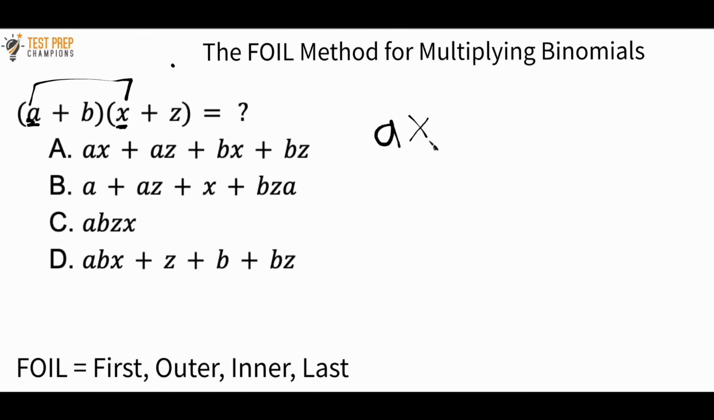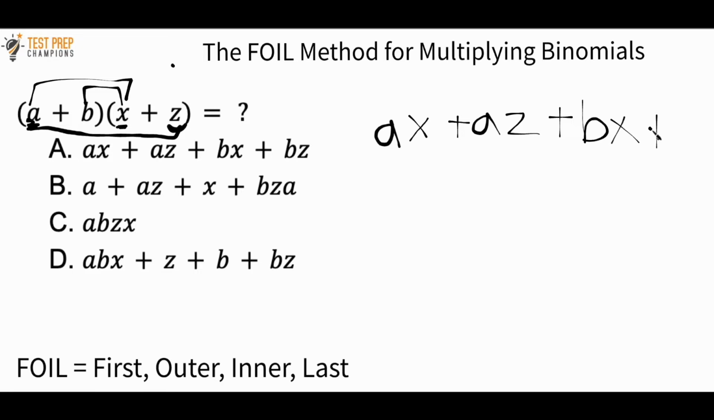Now let me do the two outermost terms. In my first set of parentheses, I have my A, and I'm going to come over here and multiply A by Z. So I'm going to write plus AZ. Next I want to do the inner terms. That would be my B and my X. So I'm going to do B times X, which is BX. And last, I'm going to do B times Z, so I write plus BZ. Okay, so the answer here is AX plus AZ plus BX plus BZ. So A is the correct answer.